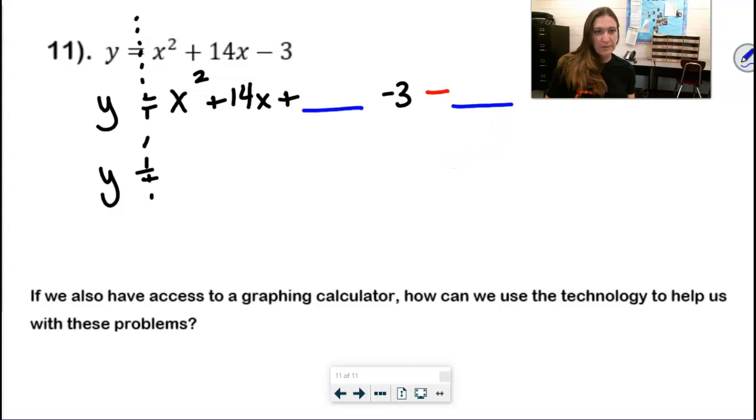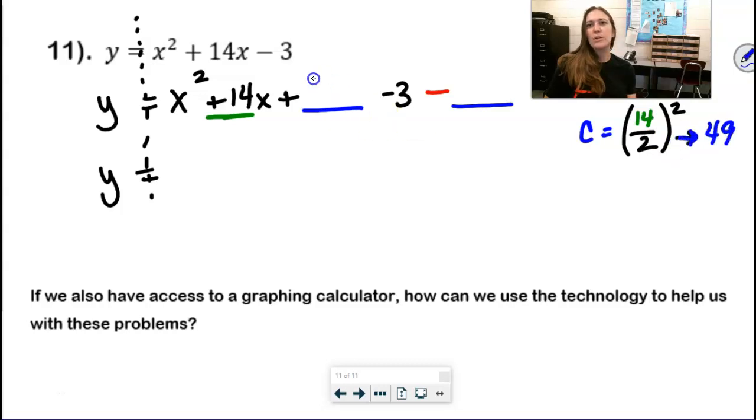So let's figure out what goes in the blank real fast. Same way we always find the blank is you take this middle term, you cut it in half, +14 cut in half, and then squared. So that would be 7 squared, which is 49. So we're adding 49, and then 2 terms later, we're subtracting 49.